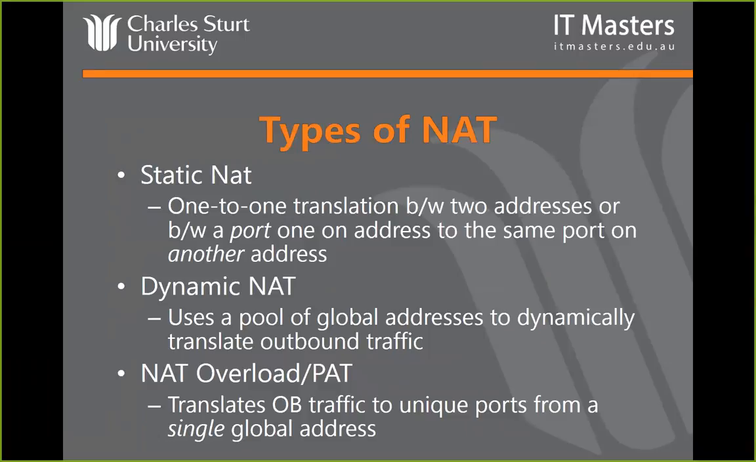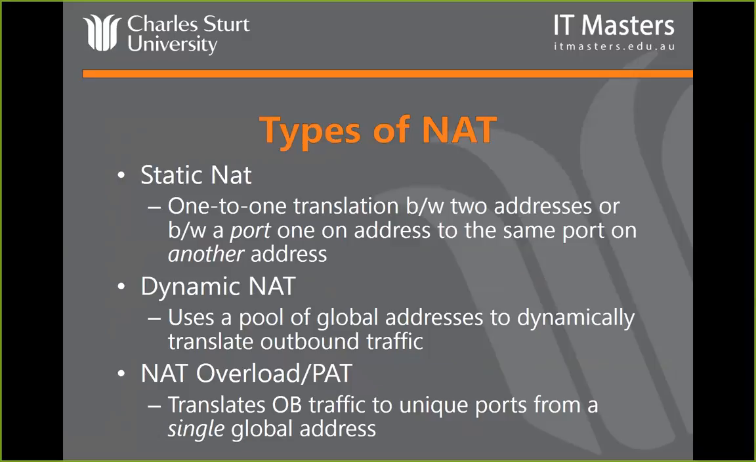It can also be between a port on an address to the same port on another address. So say, for instance, an internal web server with an internal IP, port 80 on the way out, it might be translated to a different IP address, but the port number might stay exactly the same. So it can be between just 2 addresses, regardless of port. It can also be between 2 ports, 1 port on a single address. So either one of those can be considered static NAT.